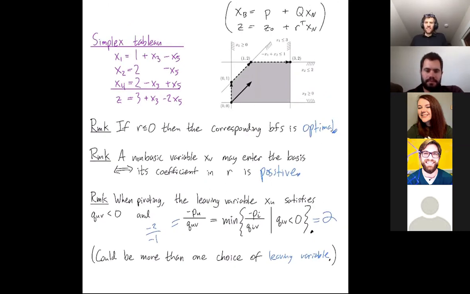All right, so that's all I wanted to say about the simplex tableau and using the more general notation. Any questions? Thanks.